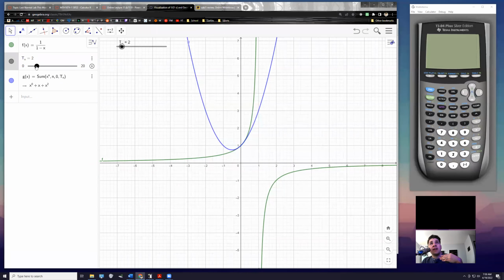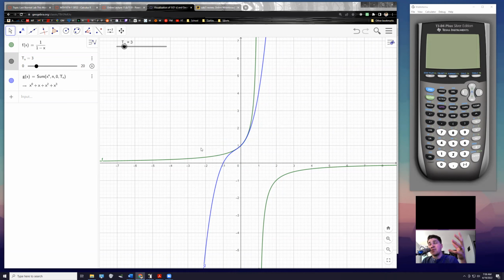And if I keep going, notice if I go to 3 terms, 1 plus x plus x squared plus x cubed, again it looks like a degree 3 polynomial. But the problem with polynomials is they always go to infinity. Polynomials can never look exactly like these weird functions.